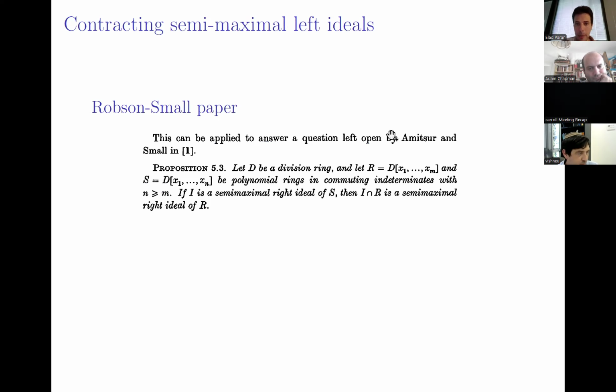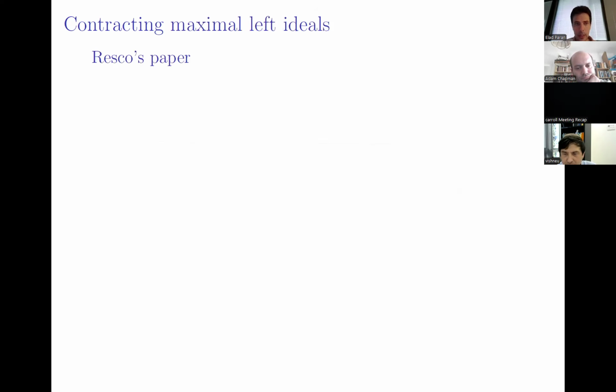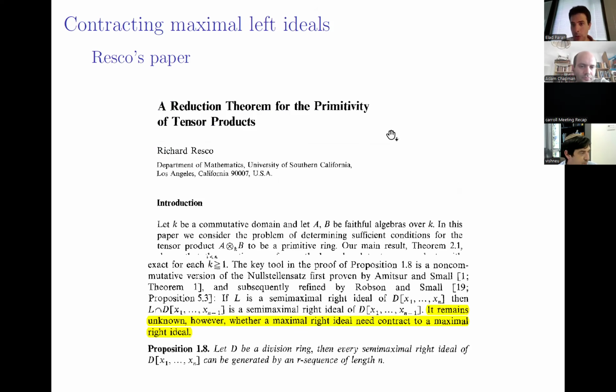Okay, so this is the main proposition in their paper. They show that if you have a semi-maximal right ideal, it contracts to a semi-maximal right ideal. So they use right terminology, but of course it's the same with left. So this answers the second part. They do not answer the first part. Then there was another paper by Resco that gives some related results, which I will not get into. But he also notes that it remains unknown whether one-sided maximal ideals contract to maximal ones.